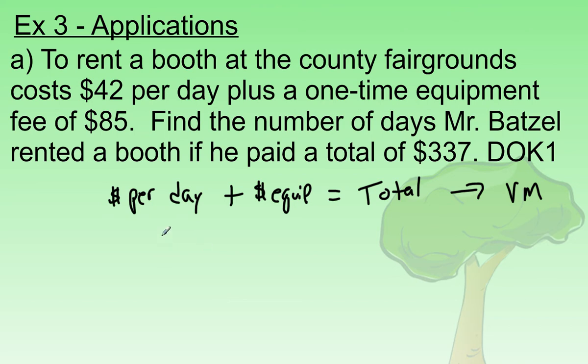Okay, so now the amount of money per day is $42. And the amount of money for the equipment is $85. And the total is $337. Now, I intentionally made this not quite right. I want you to check to see if you can find out where the mistake is in my equation in the second step.